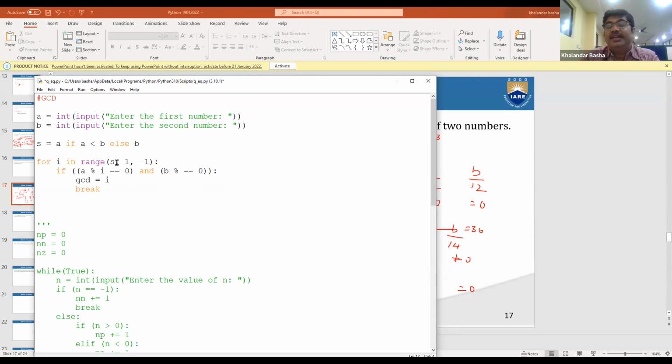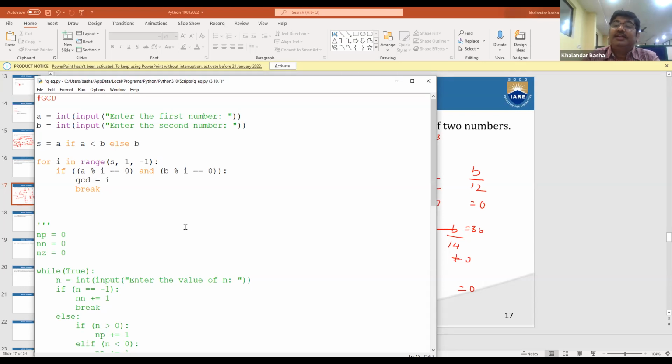Then I will take S minus 1. Again, it will divide A by I and B by I, and again it will check. So this is going to be executed repeatedly until these two conditions are true. So A and B are divided by a common number. If the remainder is equal to 0, till this portion, it is going to be executed.